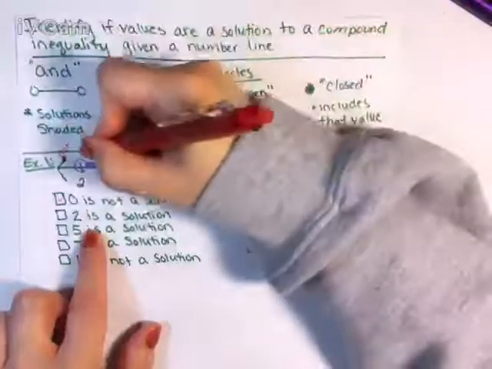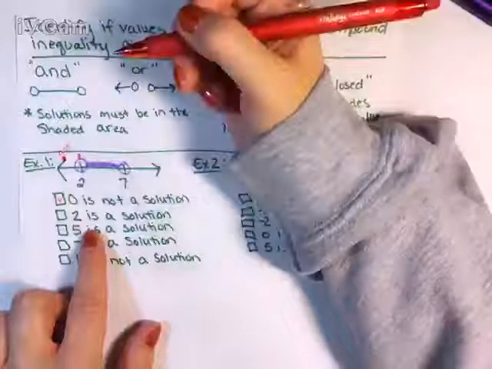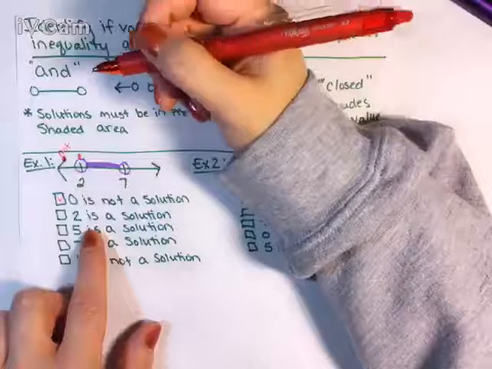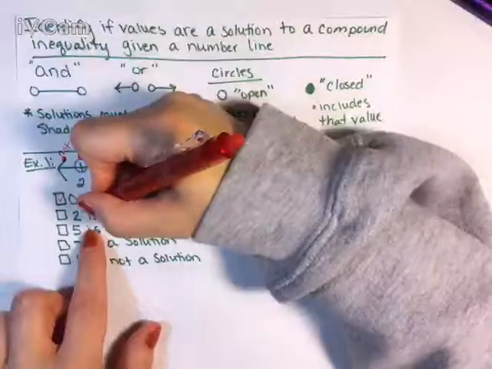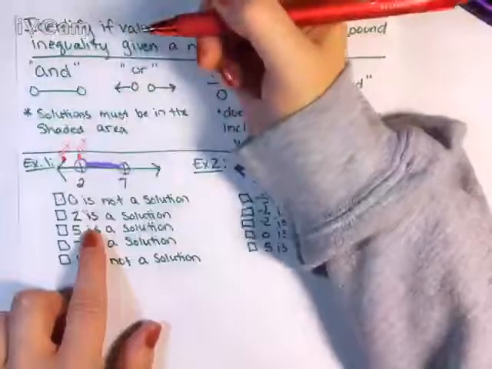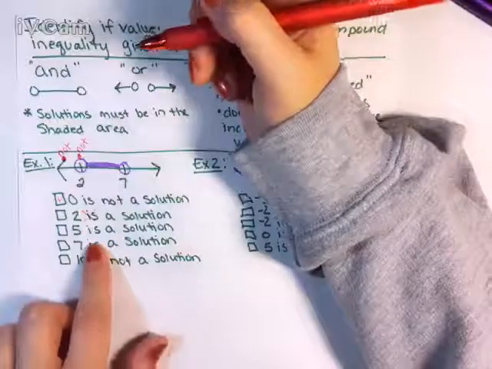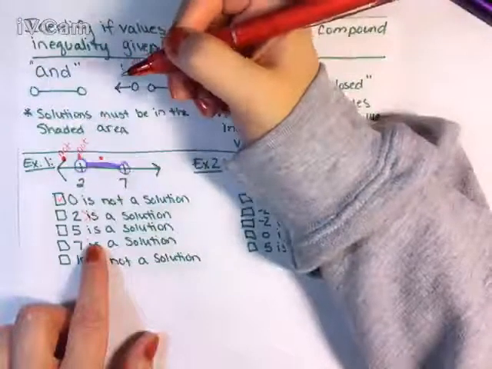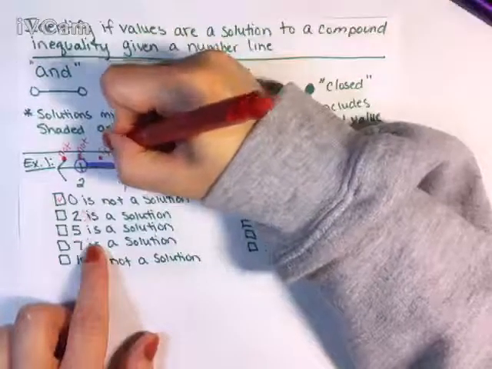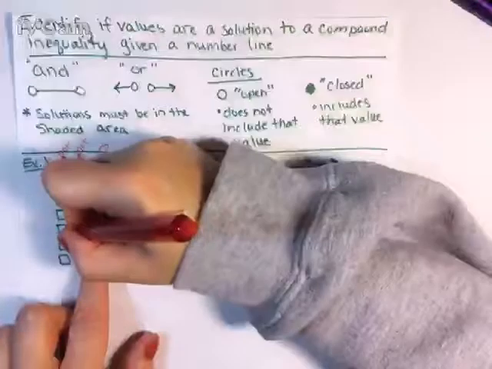If we look at 2, 2 is right here, and it's on the circle, but it's an open circle, so that's not included. So this would be false. 2 is not a solution because it has an open circle. At 5, that would be about right here, and that is in the shaded area, so this is a solution, so this is true.